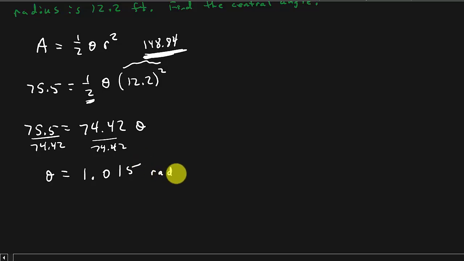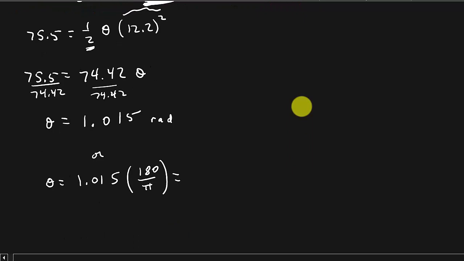And this would be radians. Remember, that's radians. The theta you're finding is in radians, which we could put, or theta is 1.015 times 180 over pi. We can convert it back to degrees. So let's see what we get. 1.015 times 180 divided by pi. Or we could write 58.2 degrees.